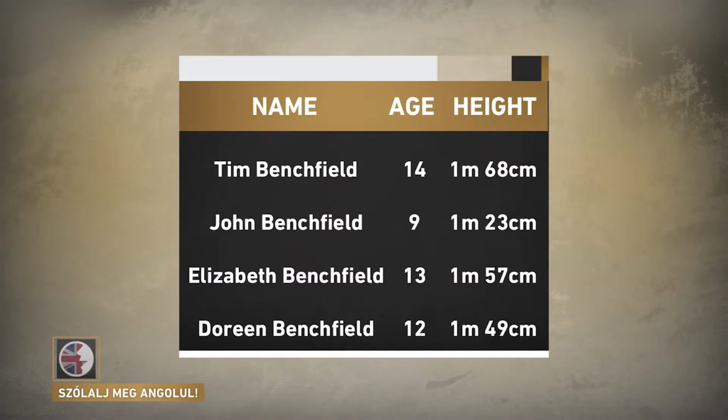Okay, let's see some information about the Benchfields. Let's start with the kids. Mabel, if you're able, get us the info in a table, please. Okay, so there's the table. Now let's make some sentences about the Benchfield kids using comparative adjectives.